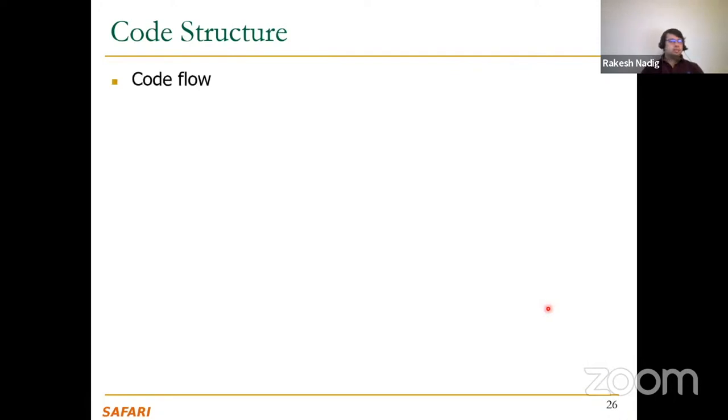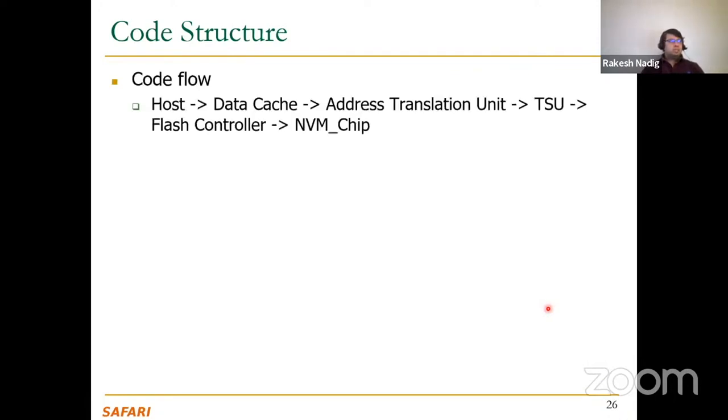Now, let's look at the code flow. For any request, the request has to come from the host, and then go to the data cache. Whether it's a read or a write, it checks whether the data is available in the cache, and then it looks at the address translation unit to see if there is a mapping entry in the logical to physical mapping table. If it's not there, then a new entry has to be added. Then it goes to the transaction scheduling unit, which schedules the events to different channels and chips in the backend. It is sent through the flash controller, and it goes to the NVM chip. This is the flow from the front end to the backend.